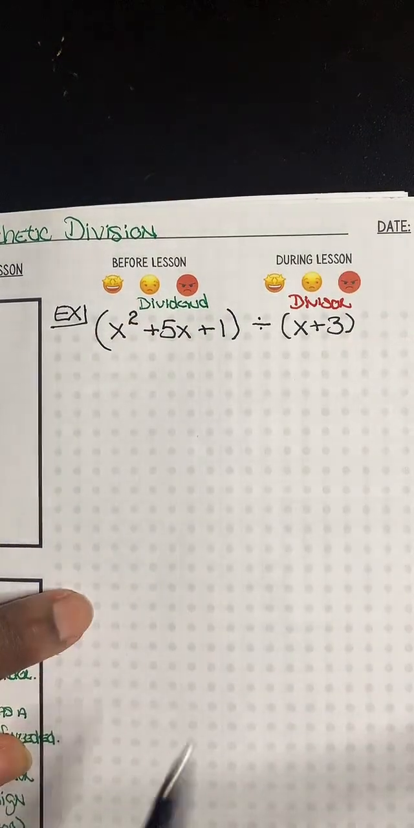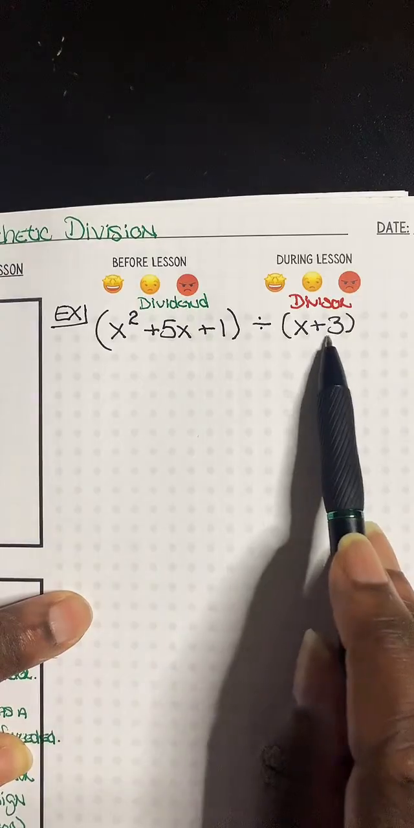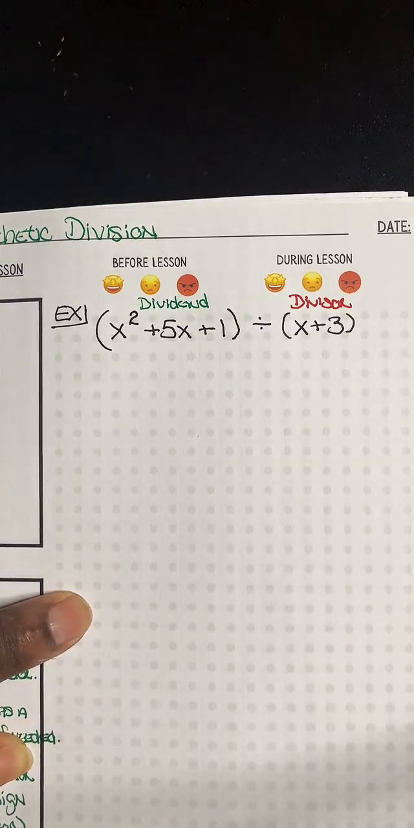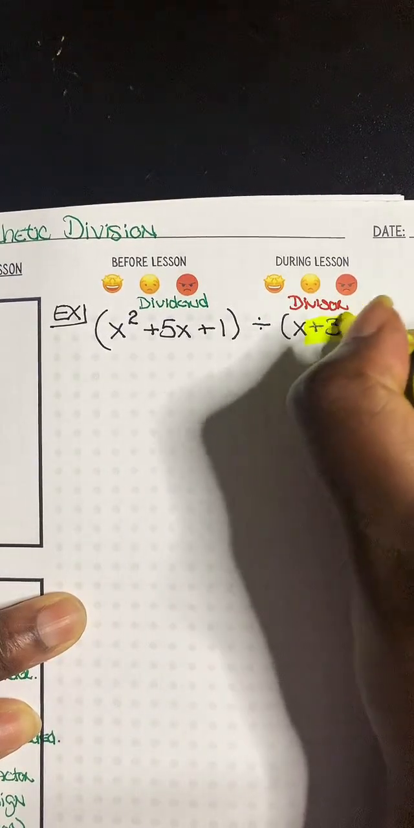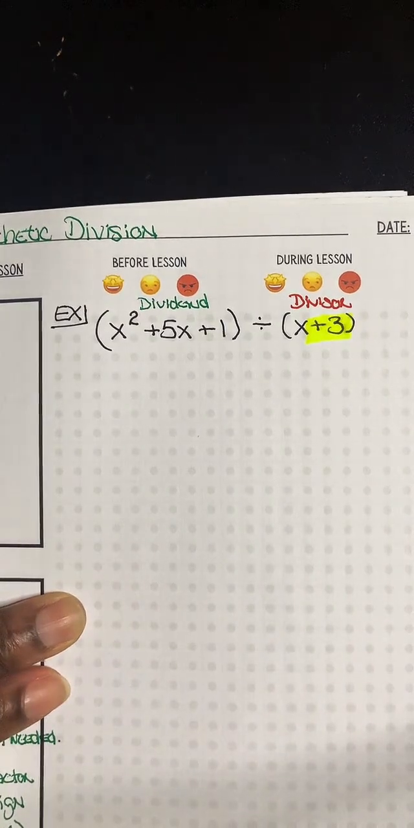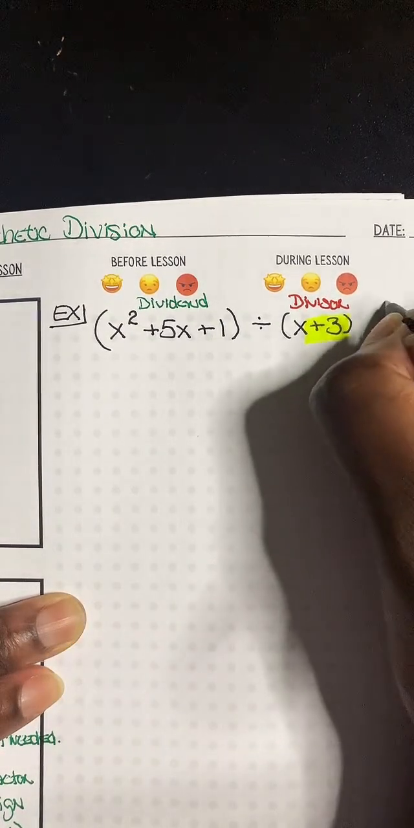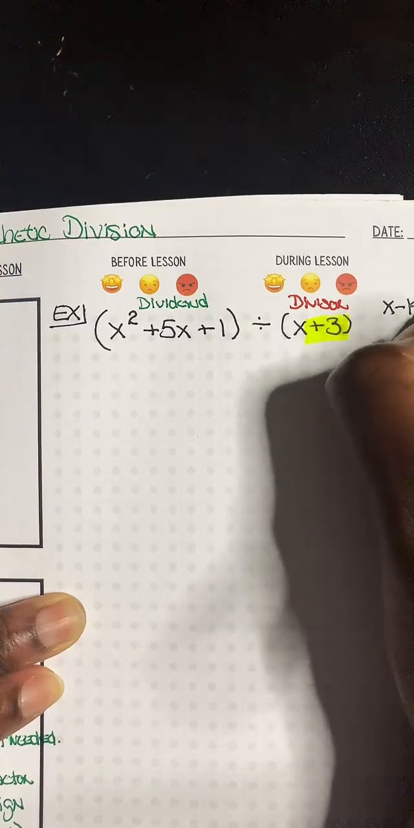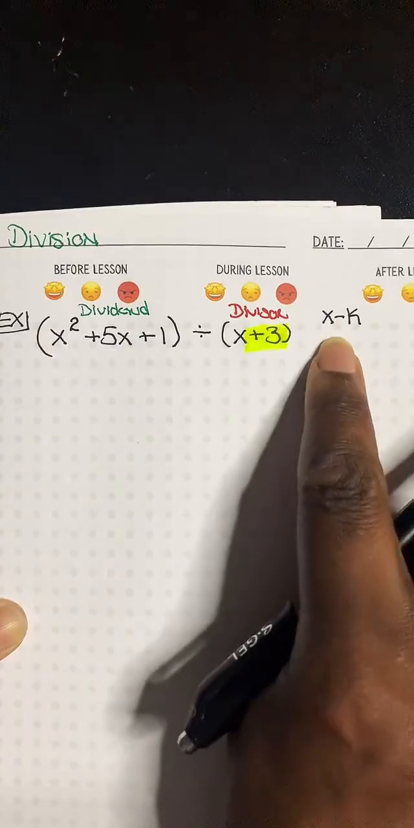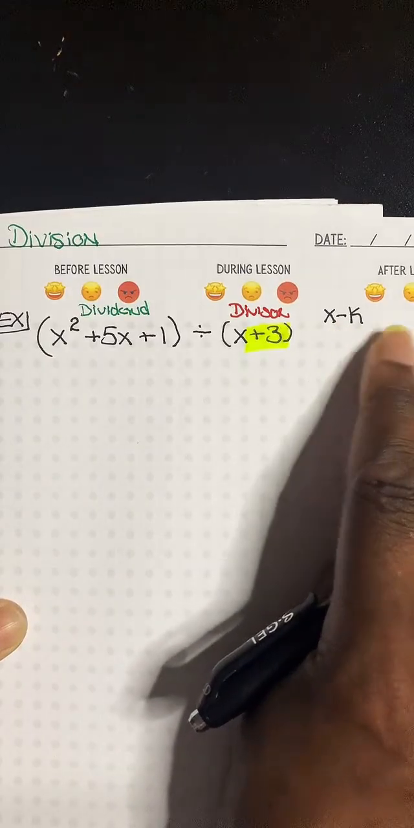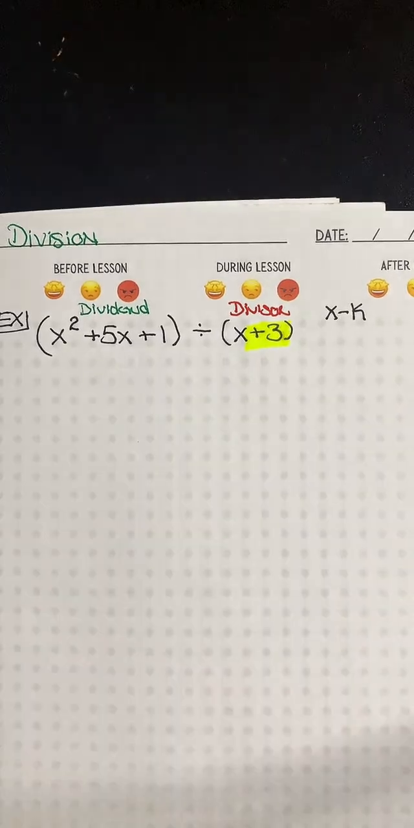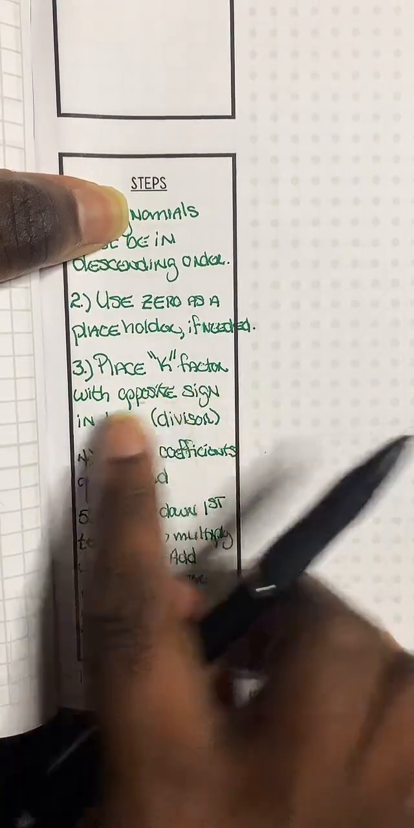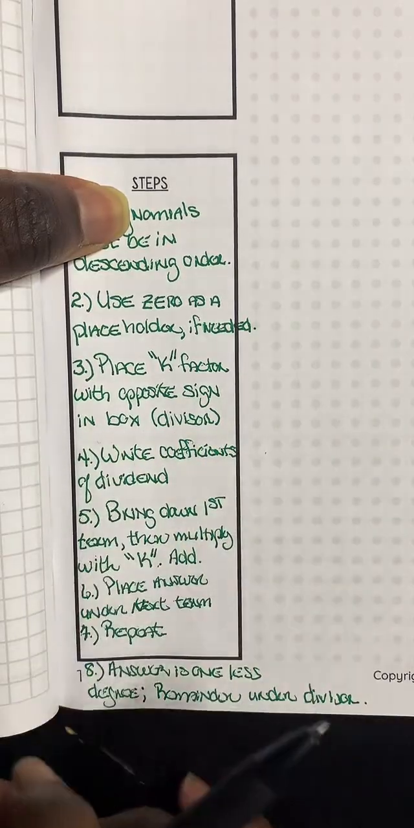All right. So for my divisor, this number that's right here, the original form of our divisor always carries this shape, which is x minus k. Okay, it always has this shape, x minus k. But here we have x plus 3. So the third part says place the k factor with the opposite sign inside of a box.